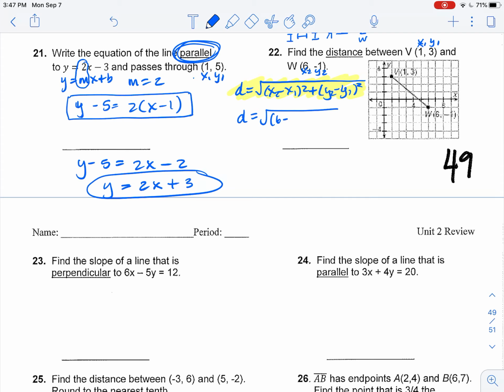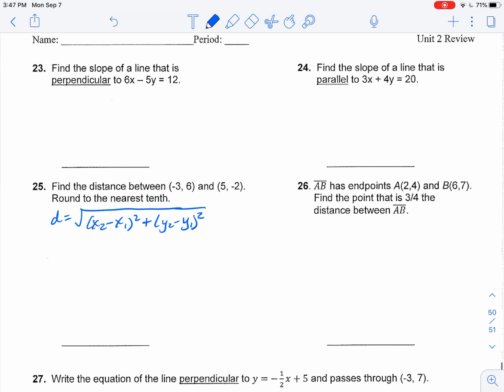So distance is equal to x2, and I said that was 6 minus x1 squared plus y2 minus y1 squared. Okay, so that's 5 squared is 25. And this is going to be negative 4 squared is 16, and that's the square root of 41. And I don't know what that is, so I'll leave it just like that. 23, find the slope of a line perpendicular to this.